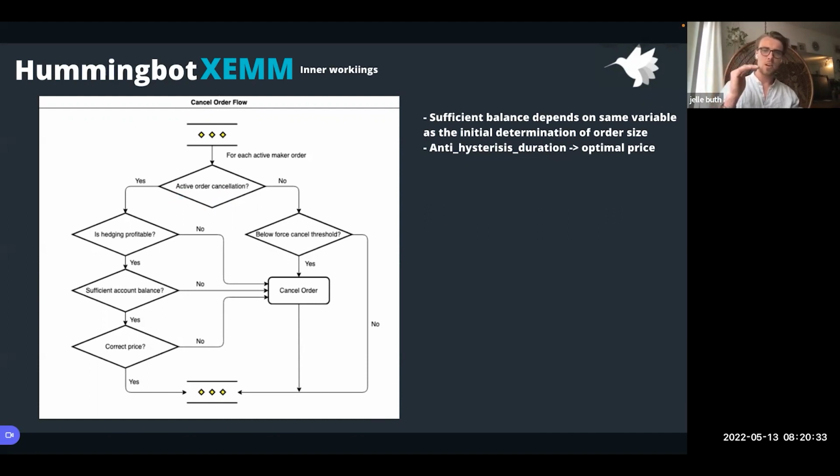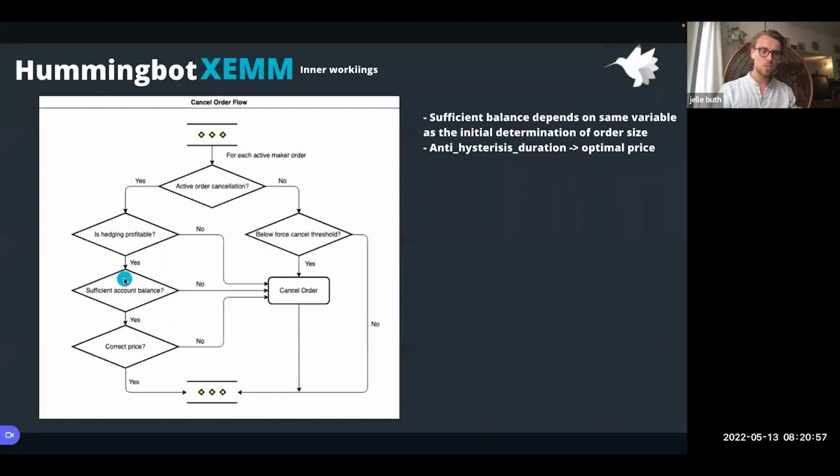It will observe the taker price again, the effective hedging price. At what price can I buy or sell the asset on the taker exchange? And does it meet my minimal profitability criteria? So does it still meet my 0.5% profitability that I specified in the configurations? If that's not the case, I will cancel my order and create a new one, because I need at least 0.5% profit based on my parameters.